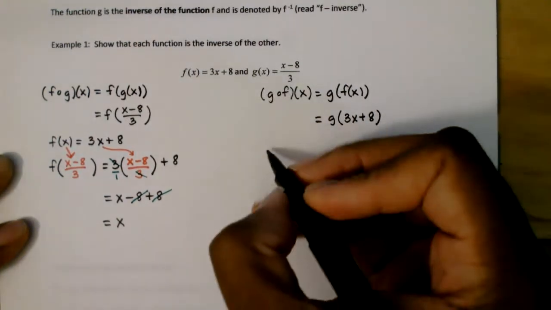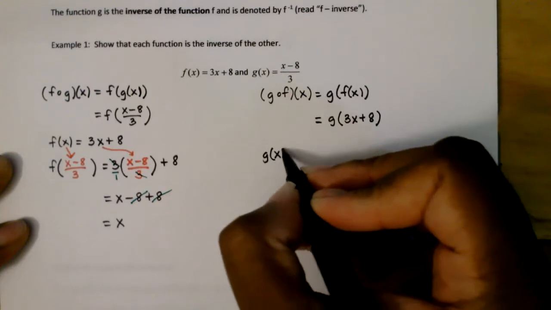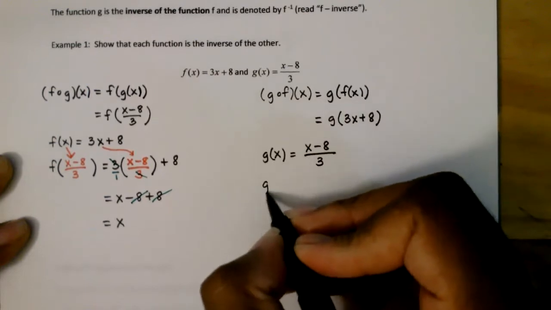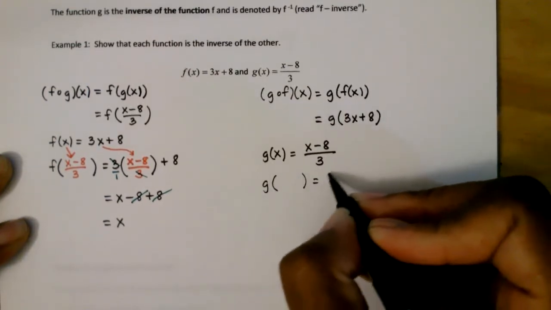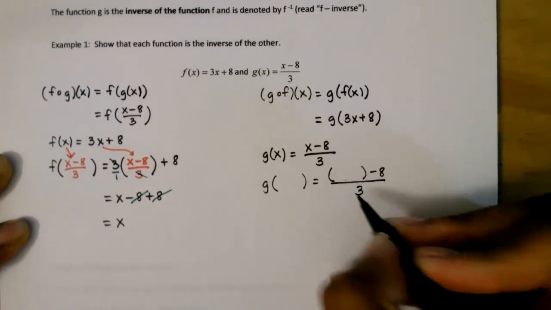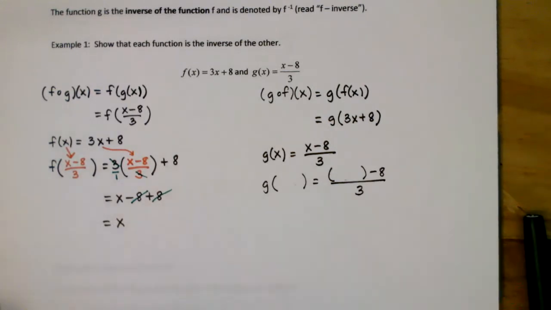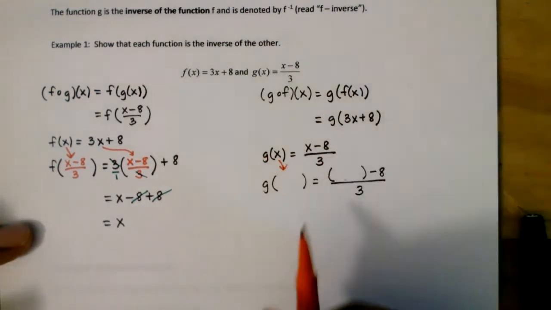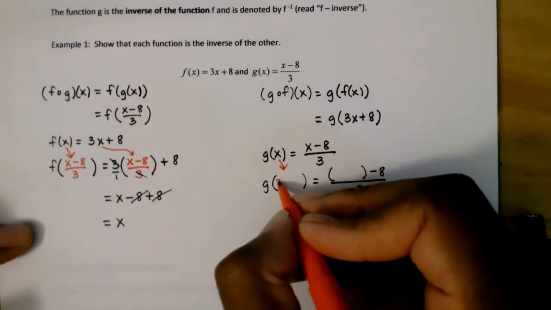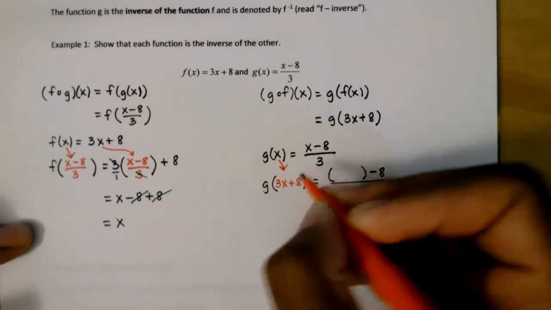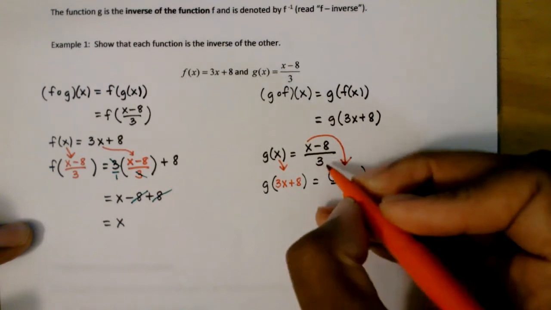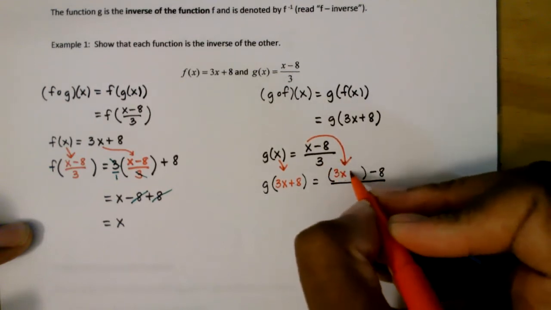And g of x is x minus 8 divided by 3. So here, for each x in g of x, I'm going to substitute it with what f of x is. In this case, f of x is 3x plus 8. So I'm going to substitute that x with the 3x plus 8. In x minus 8 over 3, that x will be replaced with what f of x is, 3x plus 8.